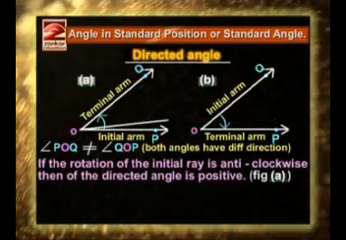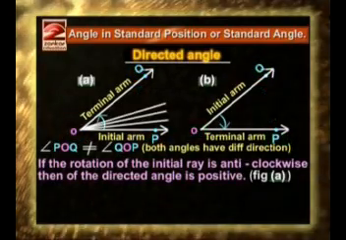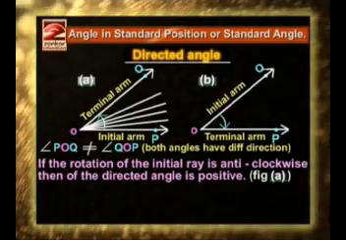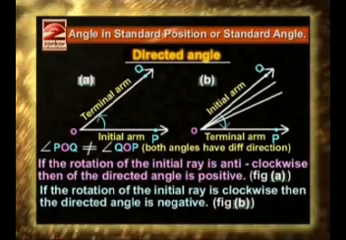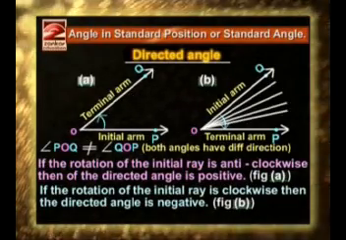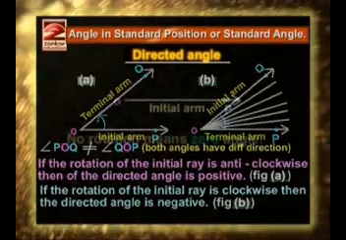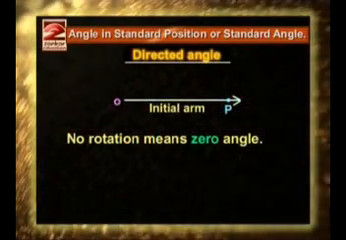If the rotation of the initial ray is anti-clockwise, then the angle is positive, and if the rotation of the initial ray is clockwise, then the directed angle is negative. No rotation means zero angle.